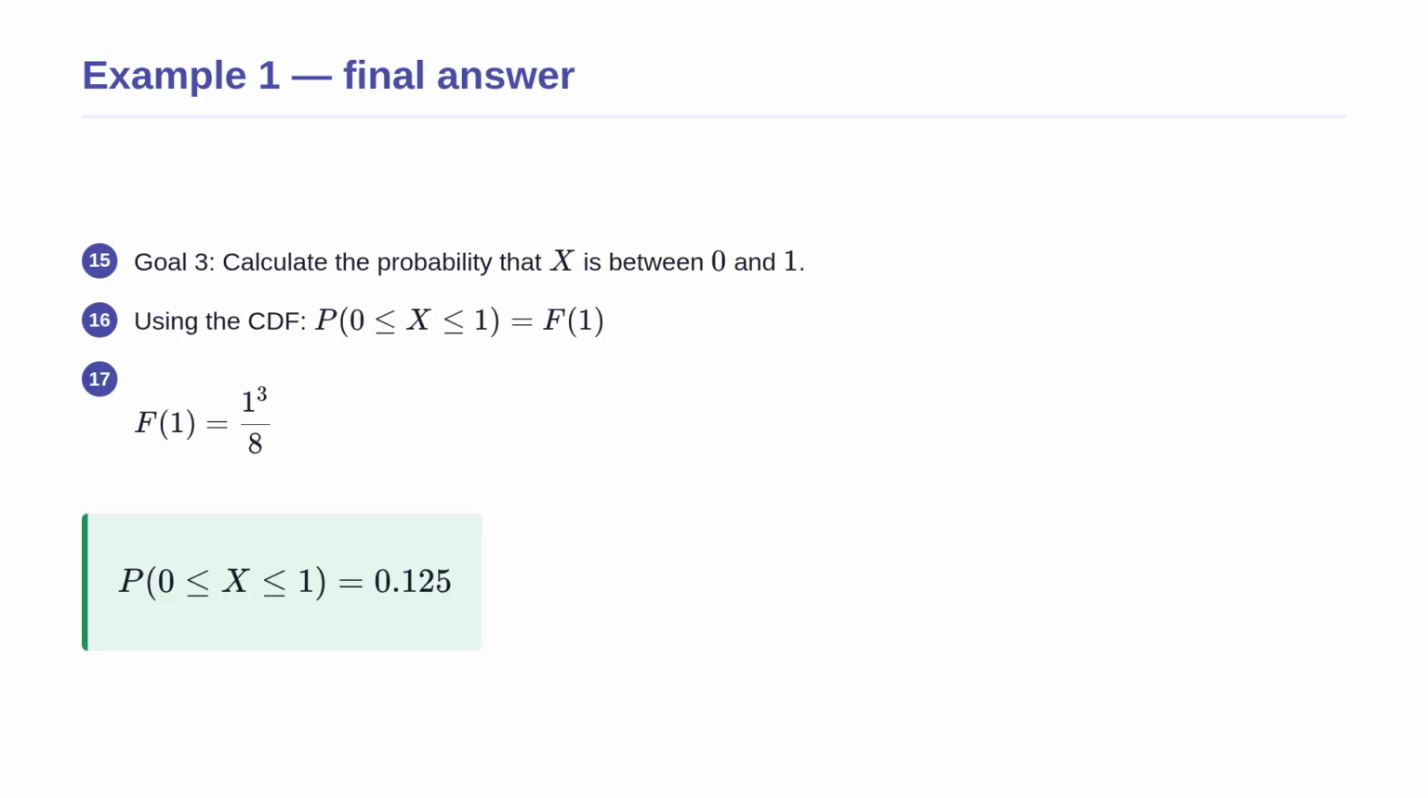Finally, we want to find the probability that our random variable x is between 0 and 1. Because we just found the cumulative distribution function, this calculation is incredibly fast. We do not have to perform a new integral from scratch. We simply evaluate the cumulative function at x equals 1 because F of 1 gives the total probability from 0 up to 1. Calculating the cube of 1 leaves us with 1 over 8. Converting this to a decimal, we get 0.125. Physically, this means there is exactly a 12.5% chance that our variable will land in this range.